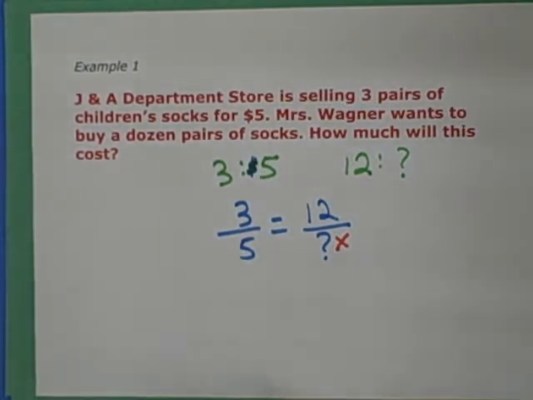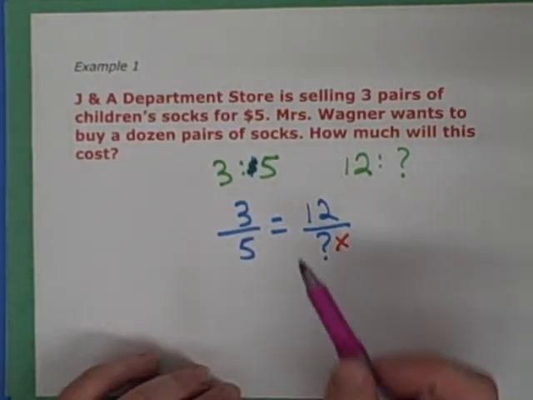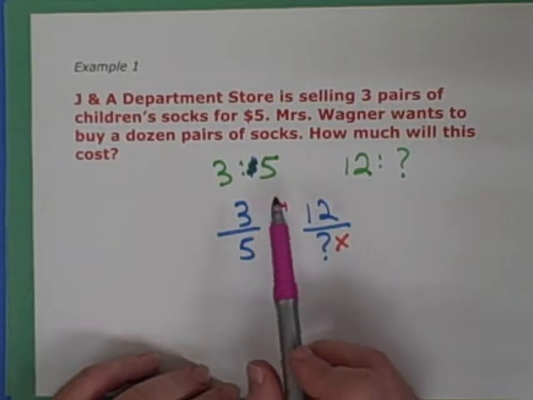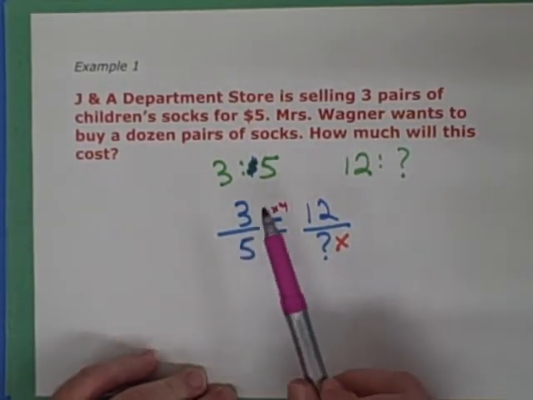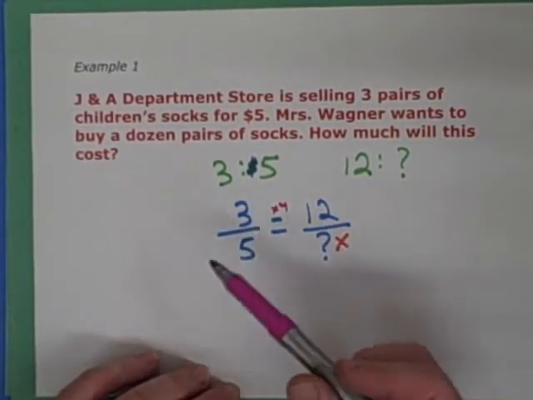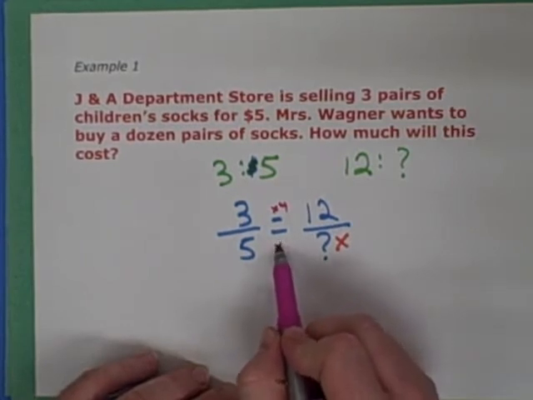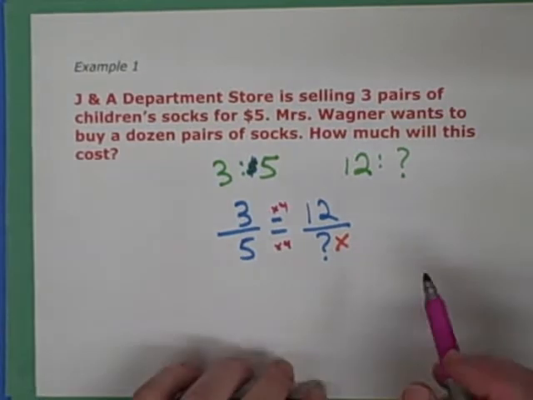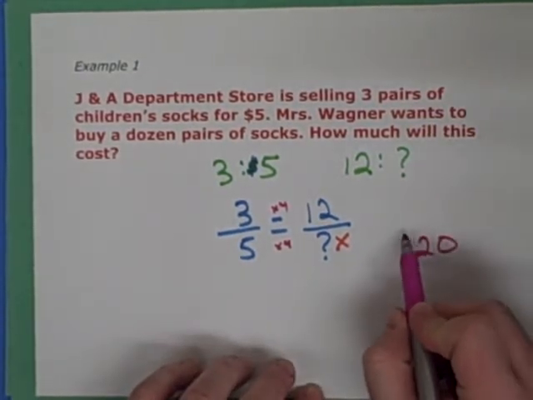Now, there are different ways to solve proportions. One way is to just look at your fraction. If we are going from a 3 to a 12, we need to multiply times 4. So if we've multiplied the quantity, or the amount of the pairs of socks, by 4, we're going to multiply the price times 4, and 5 times 4 is 20. So we're going to end up paying $20.